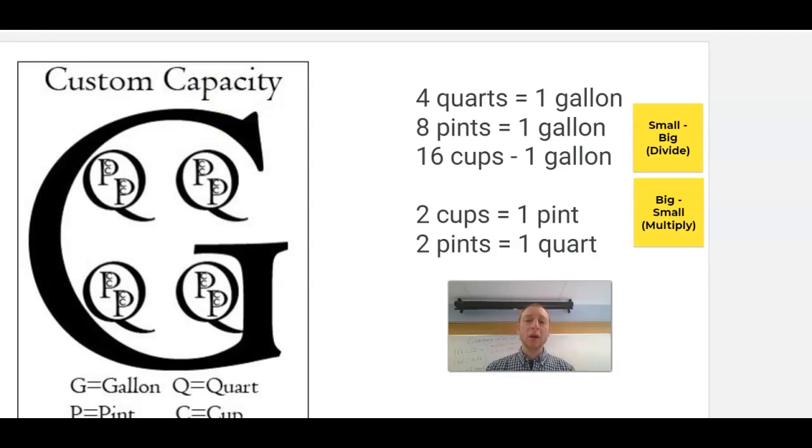All right. So now, how do we convert between units of capacity? Remember, the same rules apply. Yesterday, we learned that if we go from a small unit to a big unit, we're going to divide, right? And if we go from a big unit to a small unit, we're going to be multiplying. So let's look at a couple examples here.